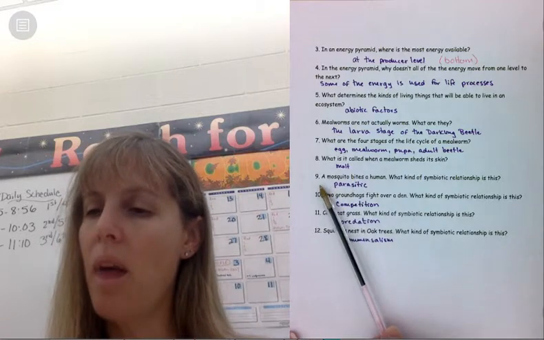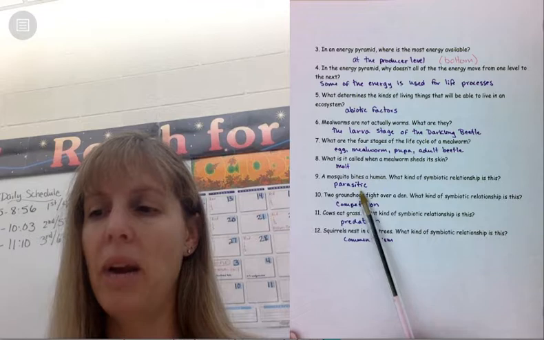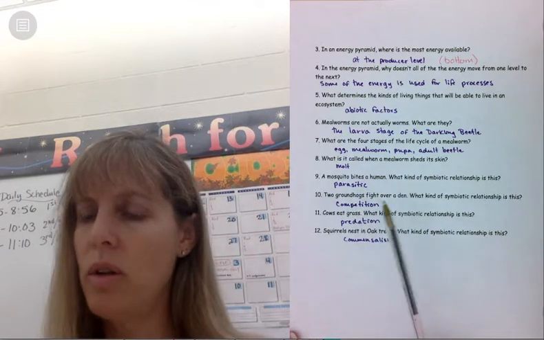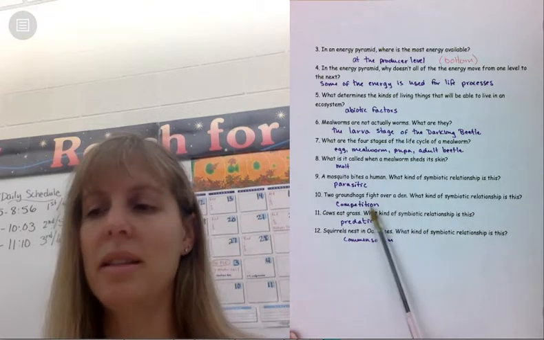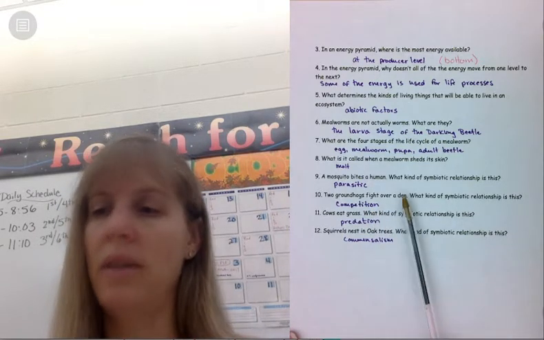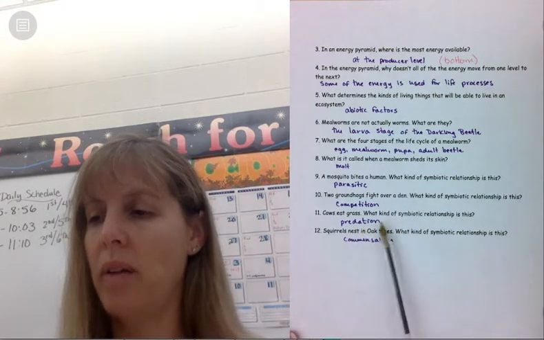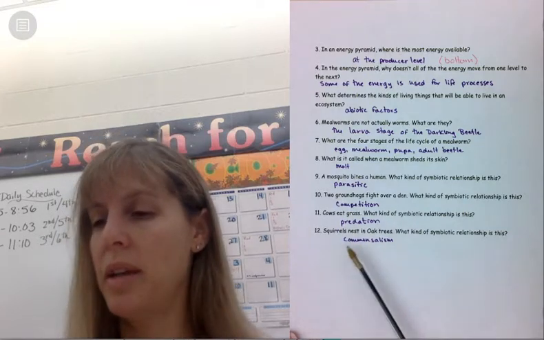Okay. A mosquito bites a human. What kind of symbiotic relationship is this? It's parasitic. The mosquito is the parasite. The human is the host. Two groundhogs fight over a den. What kind of symbiotic relationship is this? This is competition. They're trying to live in the same space. Okay. Cows eat grass. What kind of symbiotic relationship is this? This is predation. Okay. And number 12, squirrels nest in oak trees.